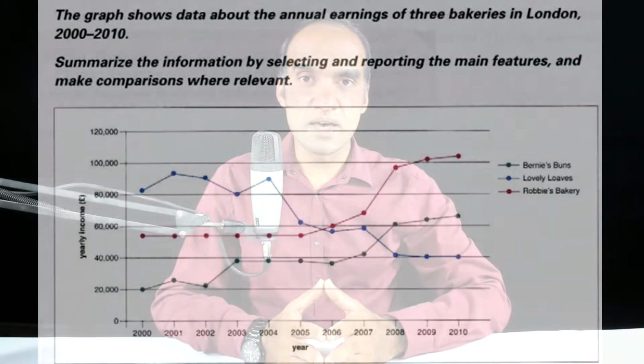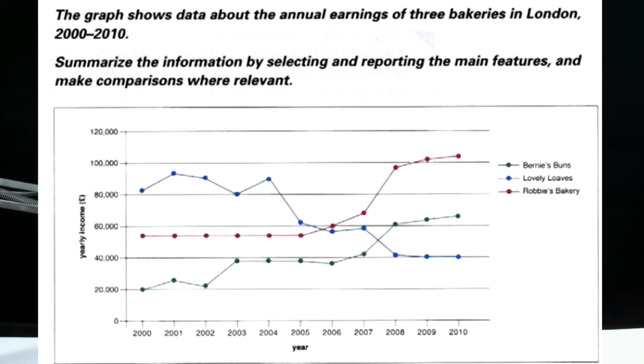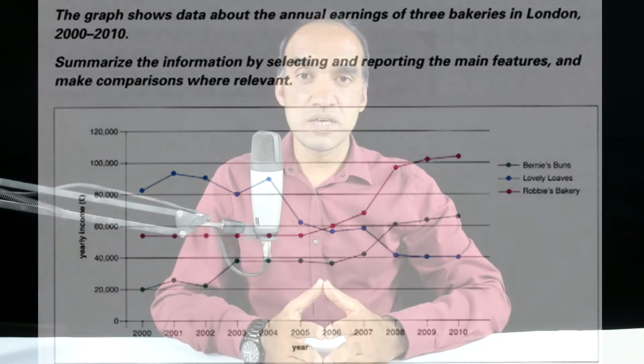So what is a line graph? A line graph is a particular type of writing task 1 where you have trends. The lines given in the graph represent the information that happened. It can be in the past, it can be in the present, or it may also be going into the future.